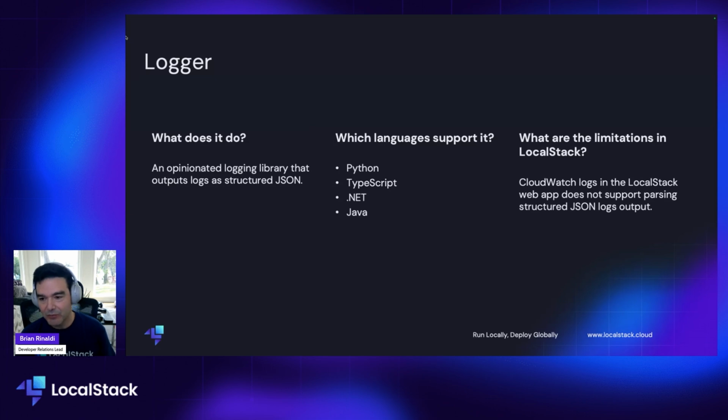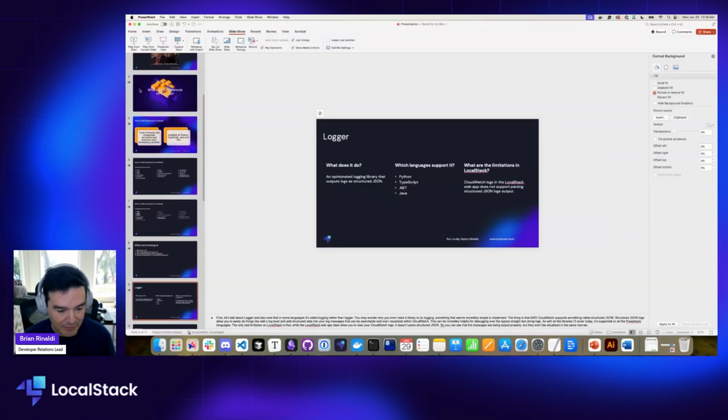The limitations on LocalStack are basically, okay, we do have the ability to run this. It's going to run perfectly, but the CloudWatch logs on the LocalStack web app don't support parsing that structured JSON. So you're not going to get the same visualizations that you might get within the AWS console. But I'm going to show that to you so you can get a better sense of how that works.